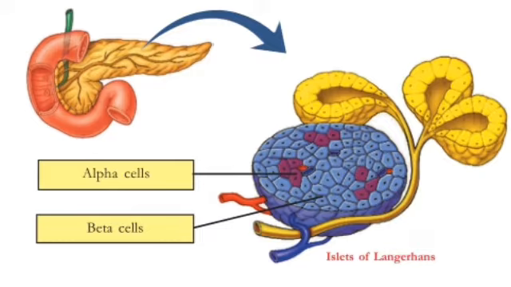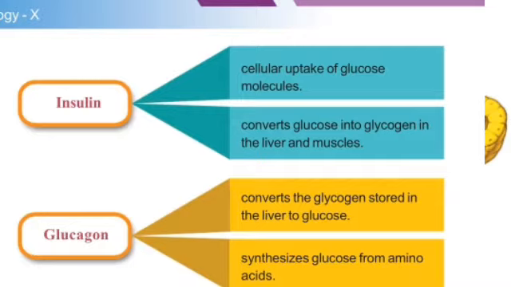The beta cells in this cell cluster called the islets of Langerhans produce the hormone insulin, and alpha cells produce the hormone glucagon. Two types of cells are there: alpha cells producing glucagon and beta cells producing insulin. So how do these hormones regulate the glucose level?